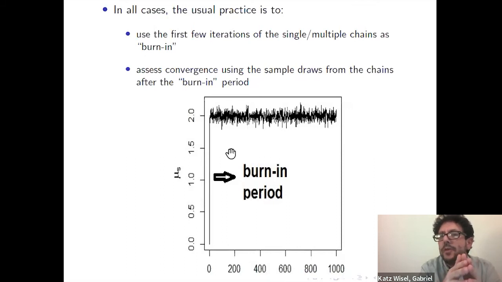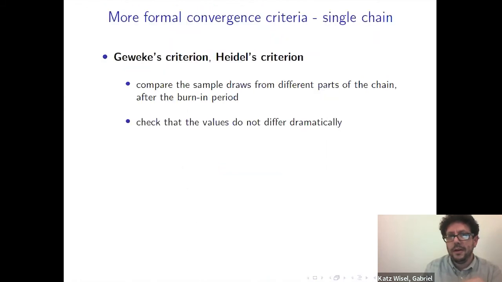The important thing is not to use the first 25-50% of the chain to draw inferences, but rather to use it as a burn-in period. Now, going back to the issue of convergence criteria, when we run a single chain for a long period, there are two main convergence criteria: Geweke's criterion and Heidelberger and Welch's criterion. I'm not going to go into too much detail about it, but the idea is to compare the first part of that single chain after the burn-in period to the last part of that chain.